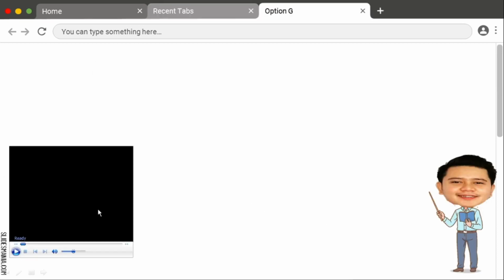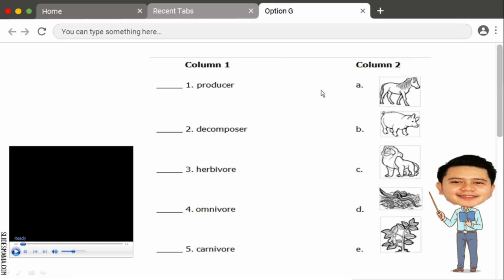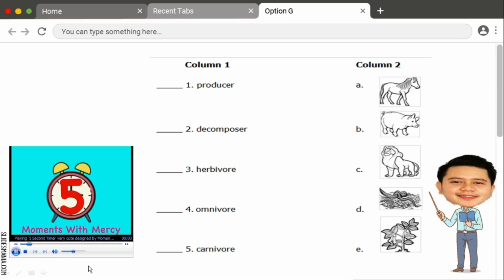For letter D, each number, I will give you 5 seconds to answer it. Let's start with set 1. All we need to do is to write the answer on the space provided. For number 1, we have the producer. What is the answer here in column 2? I give you 5 seconds to answer it, and it starts now.